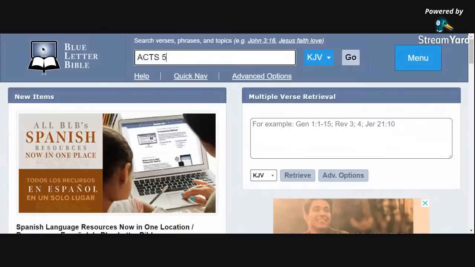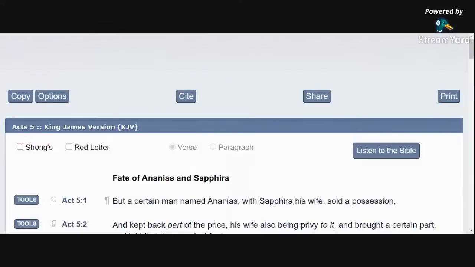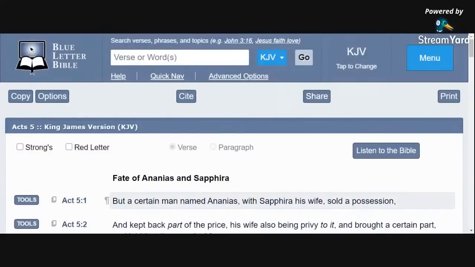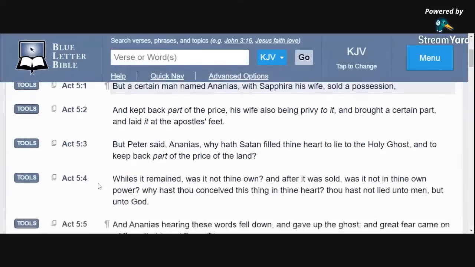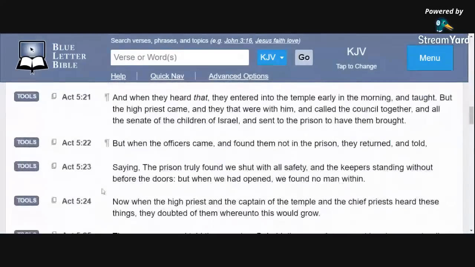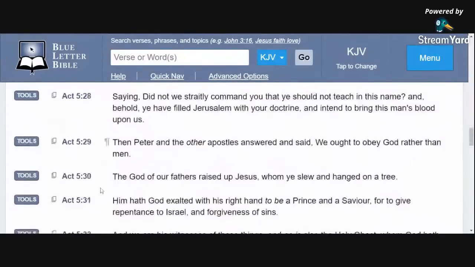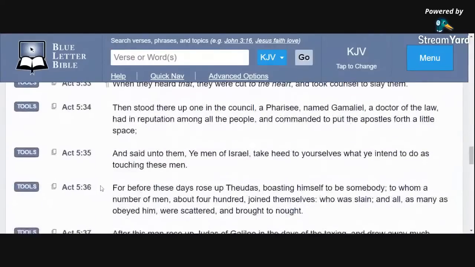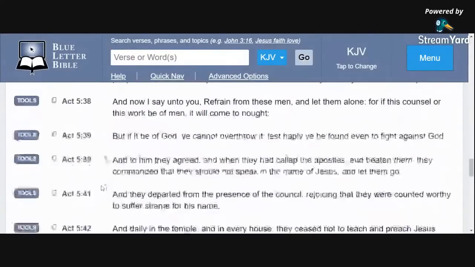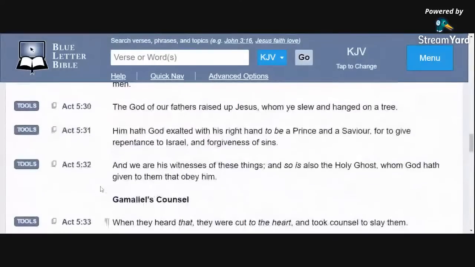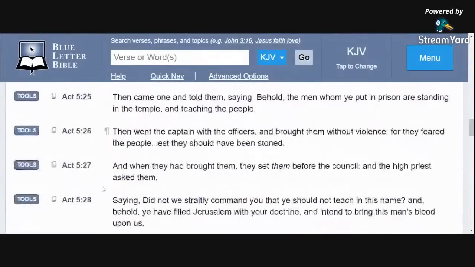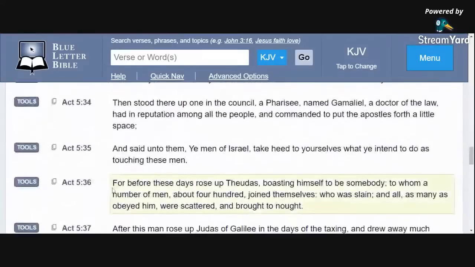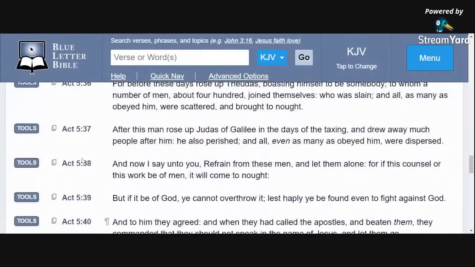Acts 5. We're going to read this, and then we'll be able to shut it down. And man, look, there's many other scriptures we could have gone into. We'd be here all night going through scriptures. So this is Acts chapter 5. And verse, just hold on. Must have skipped it. I didn't skip it. Here it is.